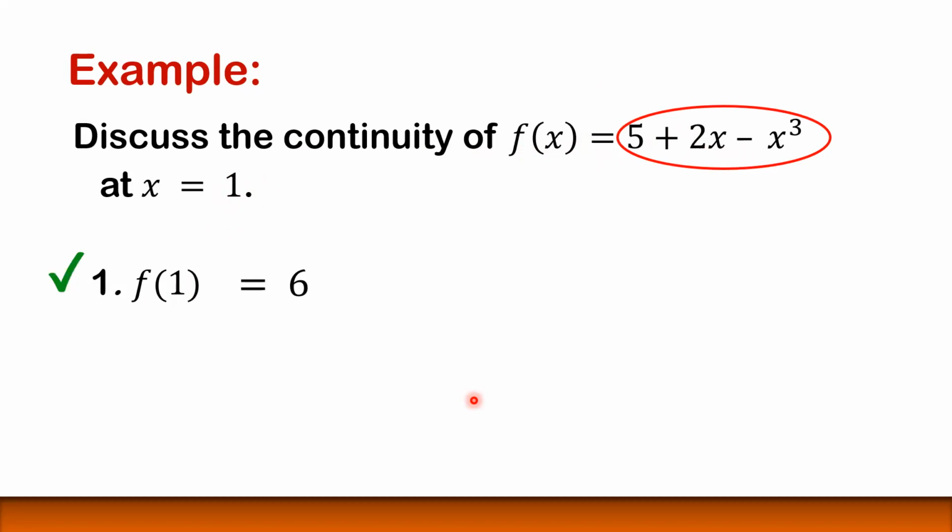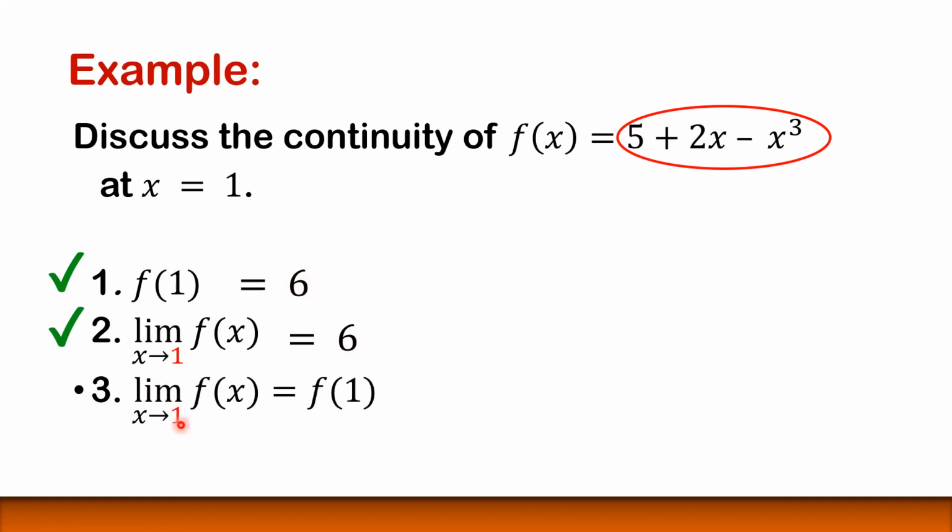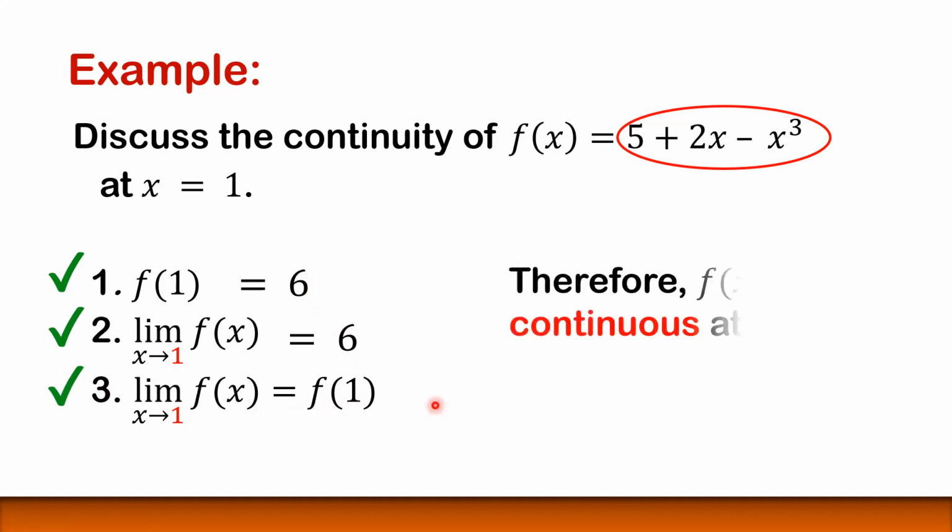And then second, so check tayo sa number 1. So number 2, limit of f of x as x approaches 1. So we get the limit of this as x approaches 1 again by substituting 1 to our x variable, we will get 6. So condition 2 is satisfied. Check na naman. And if we compare our answers here, we'll see that the limit of f of x as x approaches 1 is equal to f of 1. So they are just equal. So meaning condition 3 is also satisfied. Yay! Therefore, f of x is continuous at x equals 1, since all three conditions are satisfied.